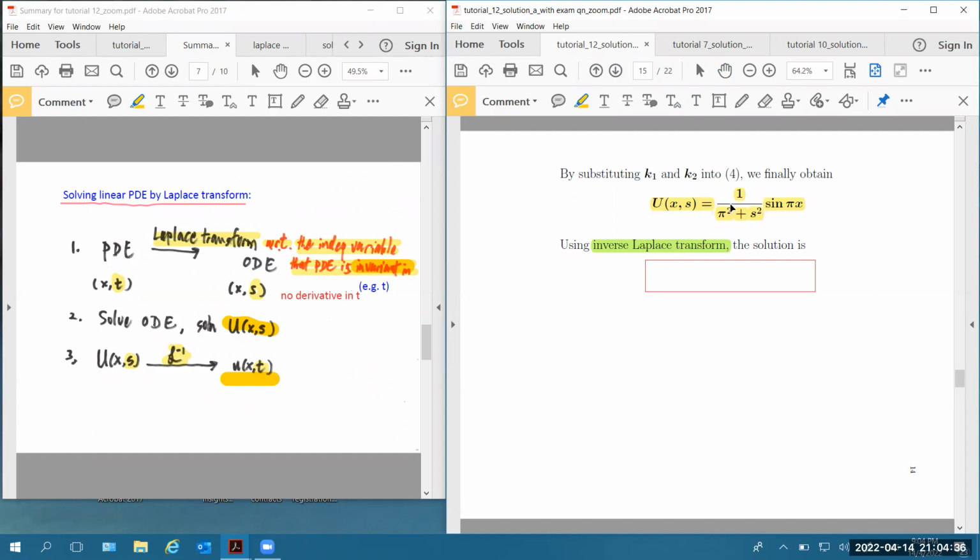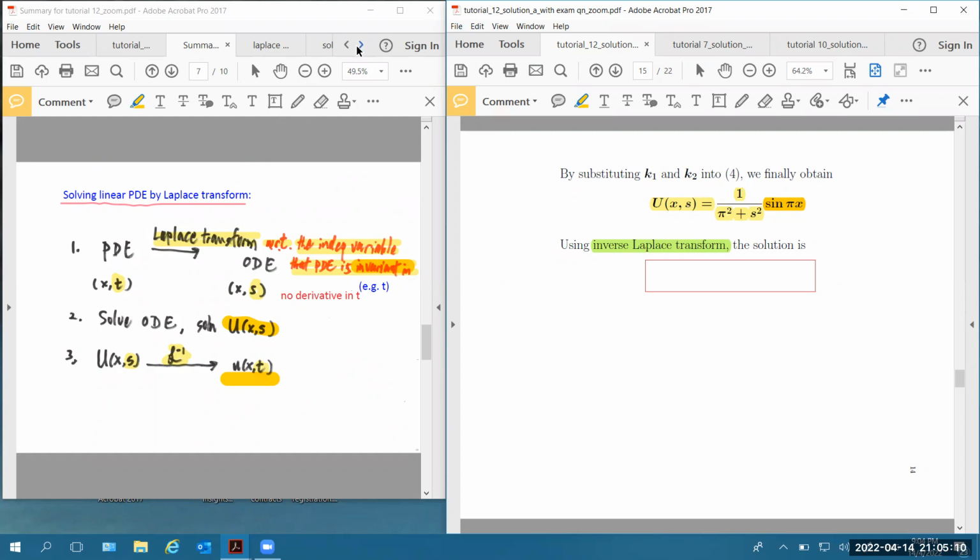So the terms in S, well, you know that it's only this one, right? It's 1 over pi square plus s square only, right? What about this term in sine pi x? Now this one is in x. When you're doing this inverse Laplace transform, this one is like a constant. So sine pi x is still there. So basically you're looking at a constant times this, so actually you're concentrating on this, right?